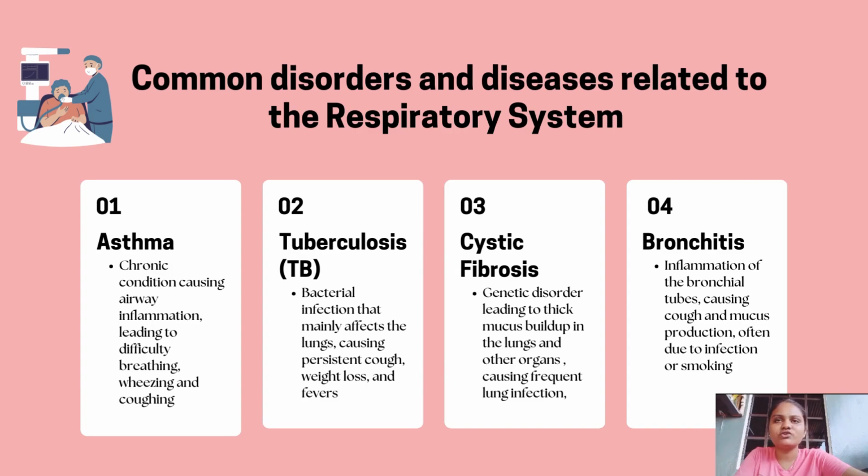These are the common disorders and diseases related to the respiratory system. First is asthma, a chronic condition causing airway inflammation, leading to difficulty breathing, wheezing, and coughing. The second one is tuberculosis, which is called TB, a bacterial infection that mainly affects the lungs, causing persistent cough, weight loss, and fevers. The third one is cystic fibrosis, a genetic disorder leading to thick mucus buildup in the lungs and other organs, causing frequent lung infections.